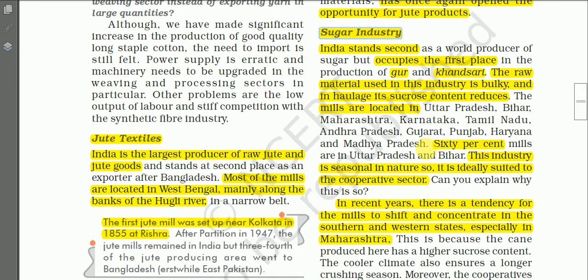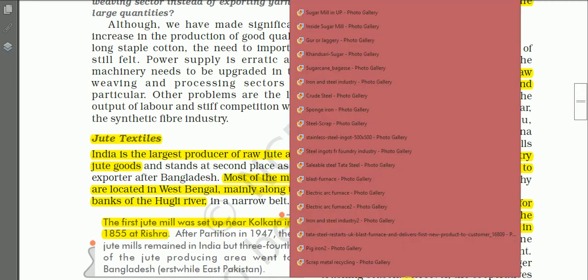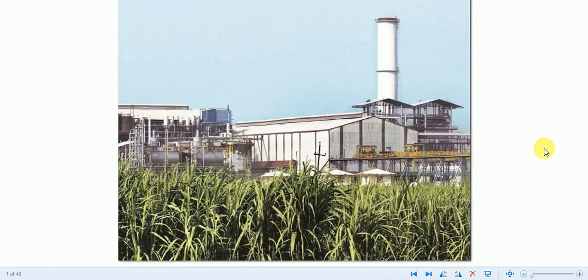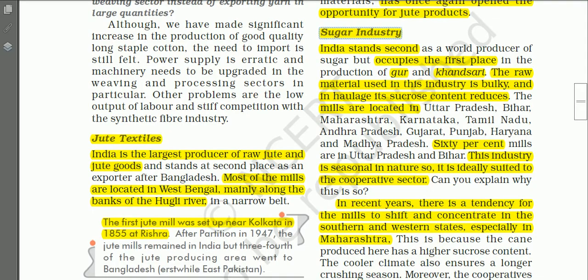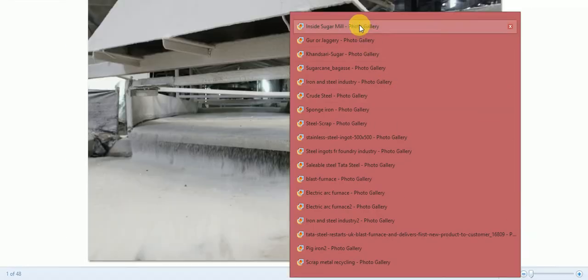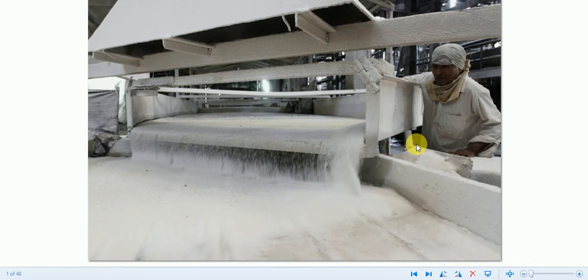Before we read, let us see some photographs. This is a photograph showing sugar mills in UP. See, nearby the sugar mill, sugar canes are growing. This you must note. Then, this is a scene inside the sugar mill. Here crystallization is done.